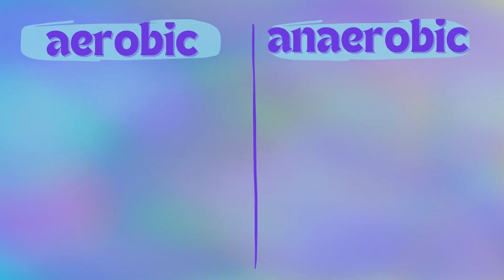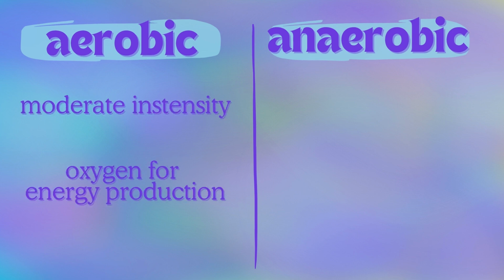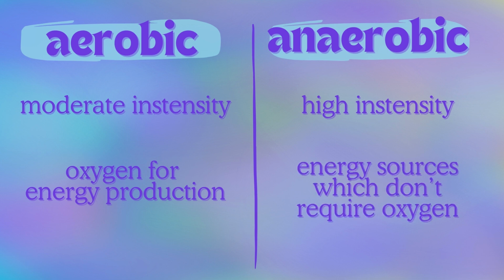Aerobic exercise involves activities performed at moderate intensity, where your body is using oxygen efficiently to produce energy, such as low-intensity running or cycling. Anaerobic exercise, on the other hand, consists of high-intensity efforts, such as sprinting or heavy lifting, where the body relies on energy sources that do not require oxygen, leading to quicker fatigue.